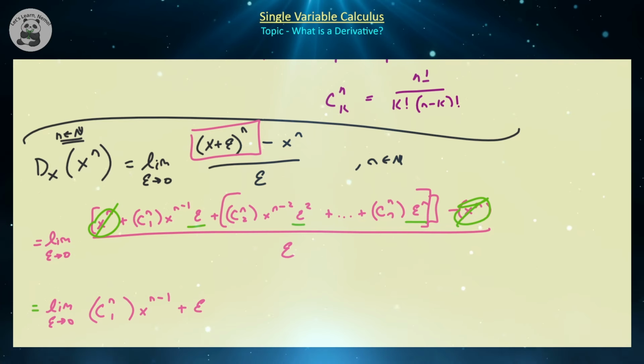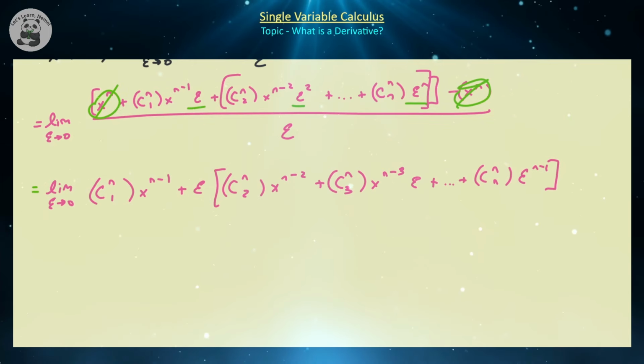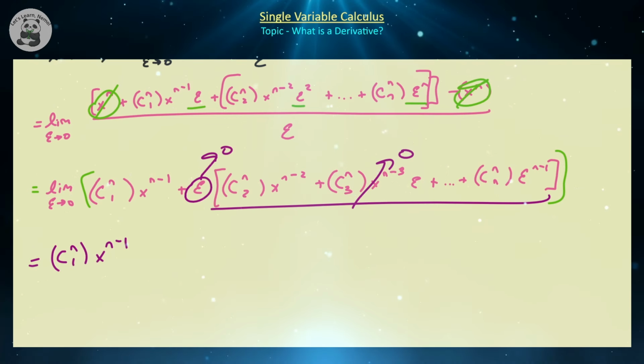So I'm just going to factor that epsilon out. I'm just going to be left with C(n,2) x to the n minus 2. And then we're going to have, for example, C(n,3) x to the n minus 3 epsilon. And that's going to continue all the way down to C(n,n) epsilon to the n minus 1. So notice, when we take the limit as epsilon approaches 0, this is going to go to 0 and delete all of that, regardless of what those C(n,k)'s are equal to. And then we're just going to be left with C(n,1) x to the n minus 1.